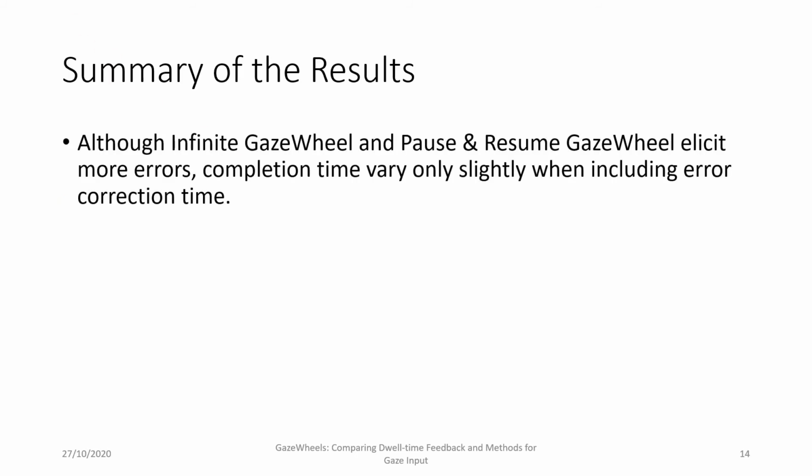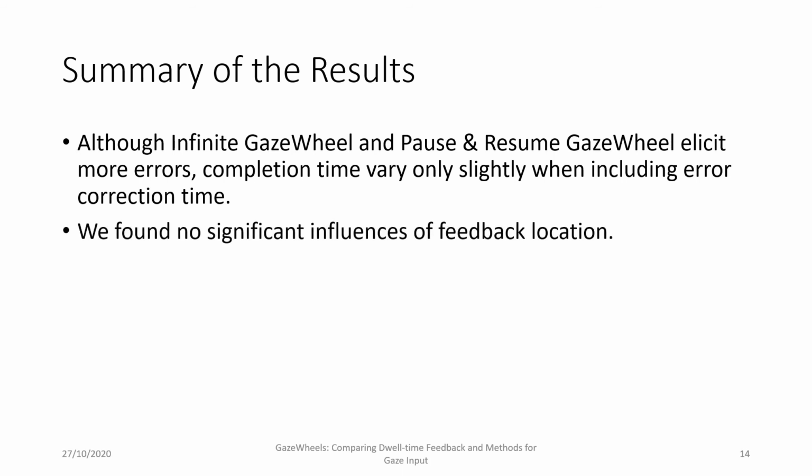So to summarize the results, although infinite GazeWheel and pause and resume GazeWheel elicit more errors, completion time varies only slightly when including error correction time. So while of course low error tolerance can be frustrating for many users, we expect that actually learning effects would make people faster over time if they use the infinite and the pause and resume method for a long period. We found no significant influences of the feedback location, so we didn't find significant differences in entry time or in error rates when showing the feedback on the buttons or away from the buttons.